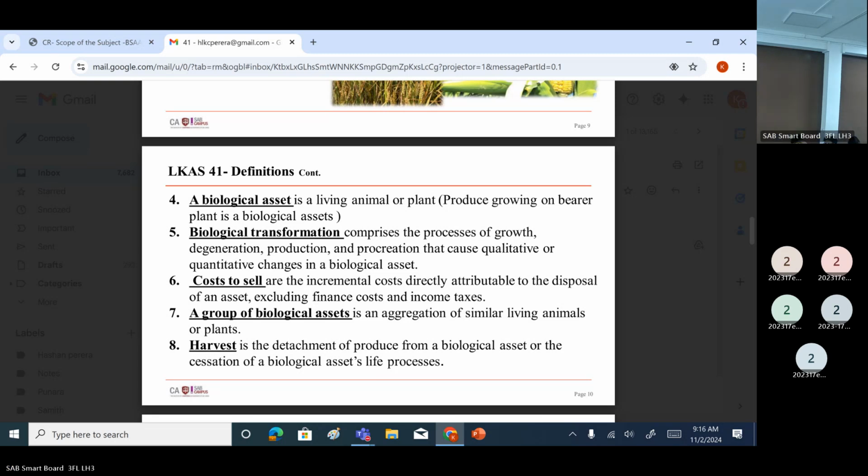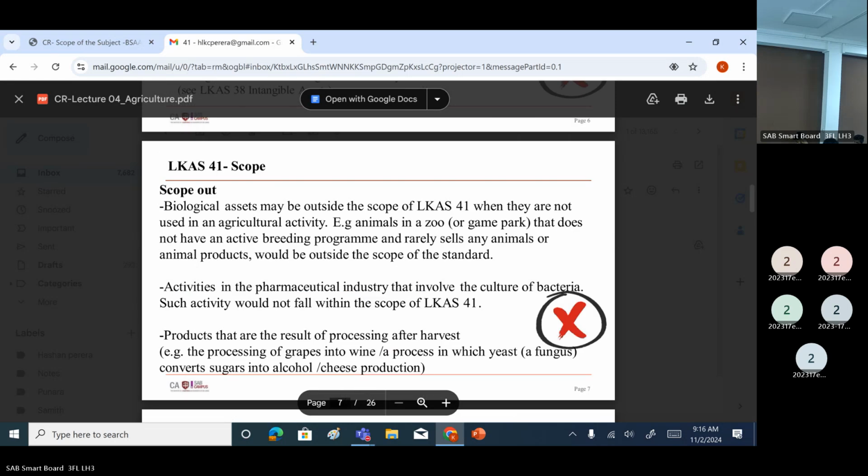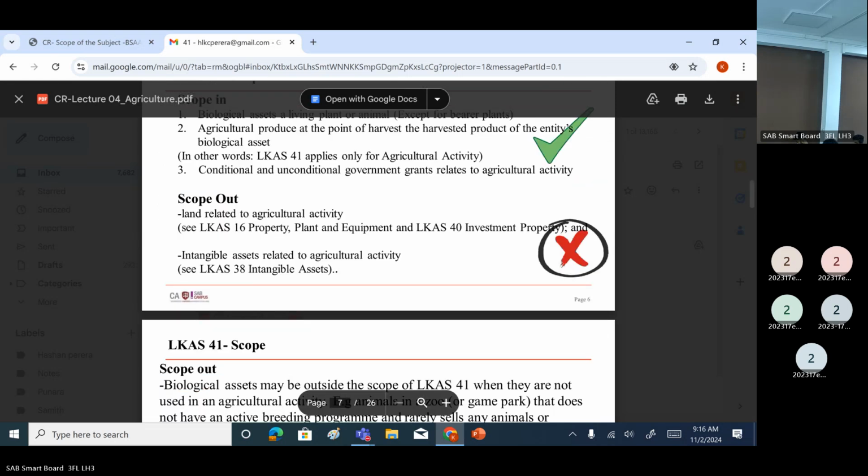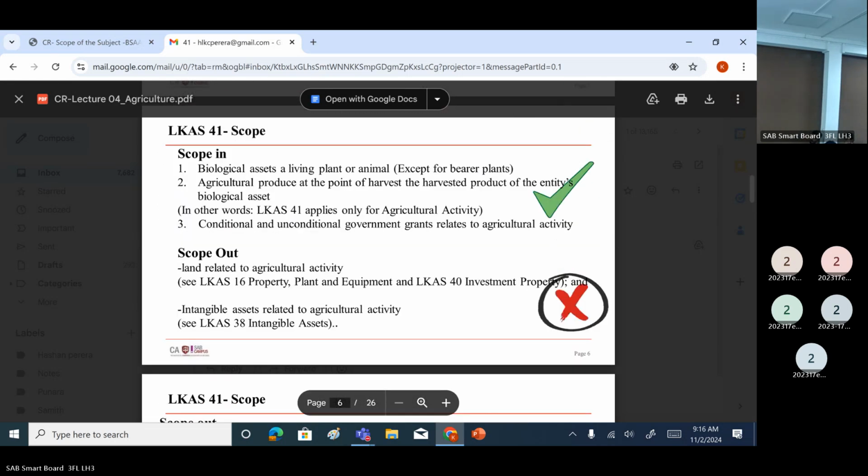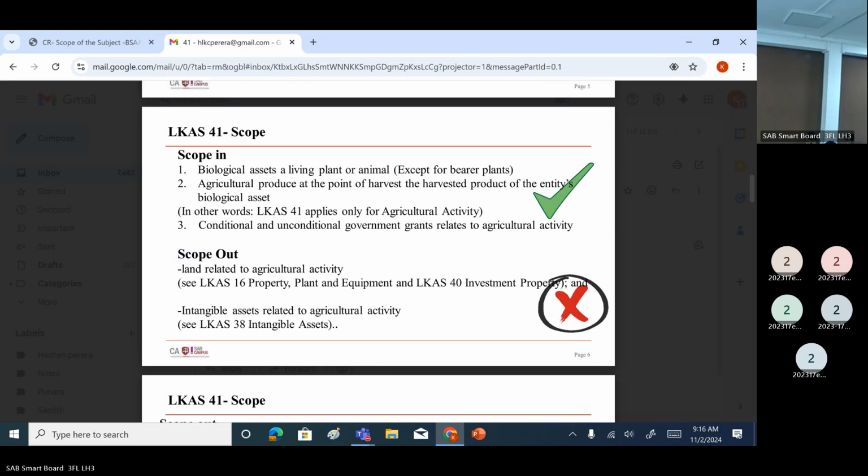Right, I'm going back. Scope in, scope out. Really important. Biological asset: a living plant or animal, except bearer plants. It's really important. You have to put a mark here.